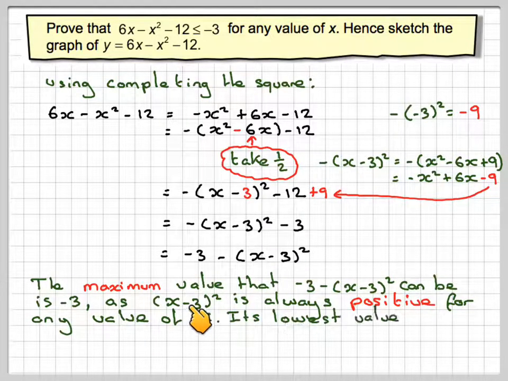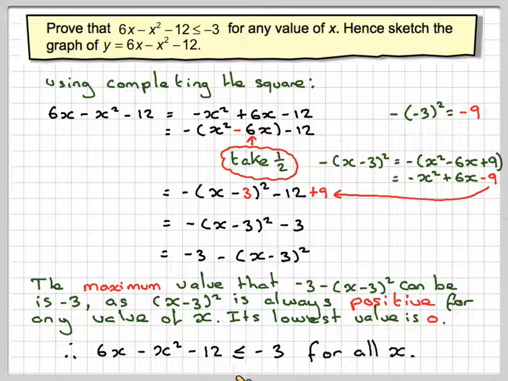Its lowest value, i.e. this, will be 0. And that's when the maximum value of the function will be minus 3. So therefore, 6x minus x squared minus 12 is less than or equal to minus 3 for all x. So just to repeat what I said there: if we look at this part here, the lowest value that this could ever be is 0 when x is 3. For other values, this will be positive, and you'll be taking it away from minus 3 and getting lower values than minus 3. You will never get a value greater than minus 3 for this particular function.